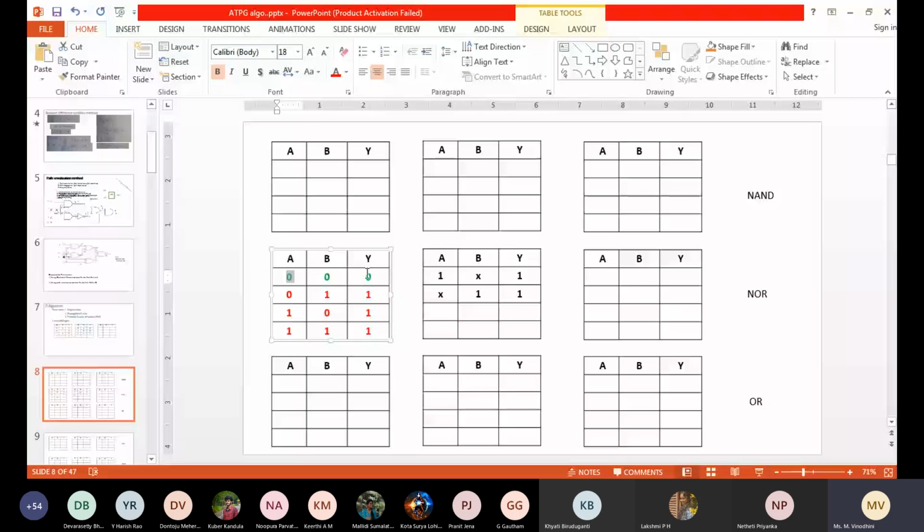For the other group, which has only one combination, that value as such I need to write here. Now everybody fast, write the singular cover for NAND and NOR.